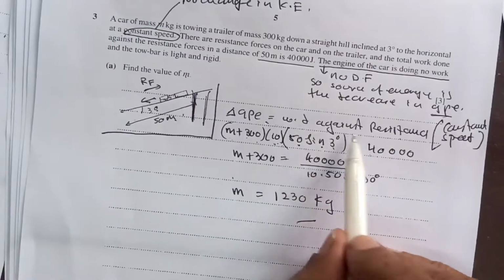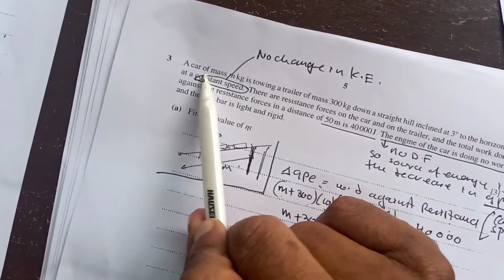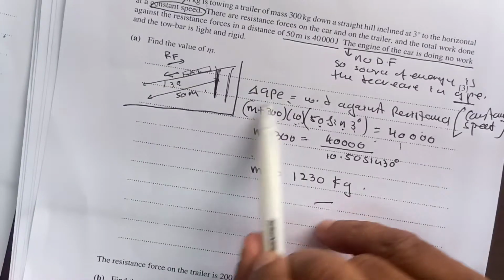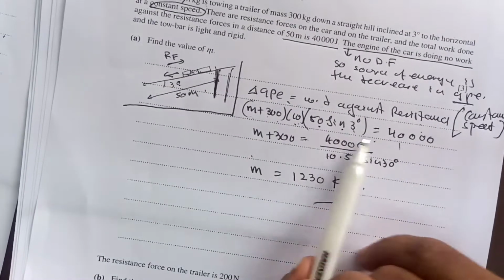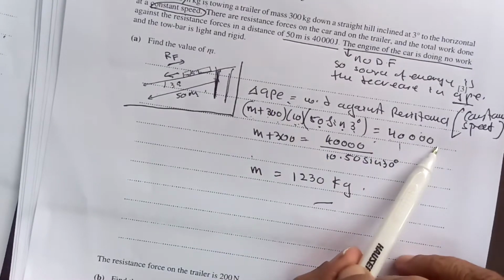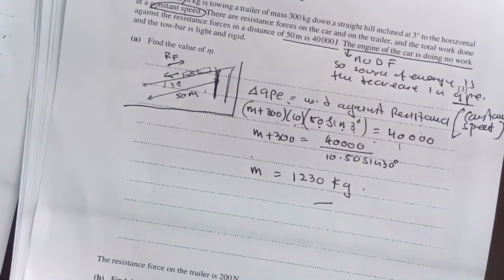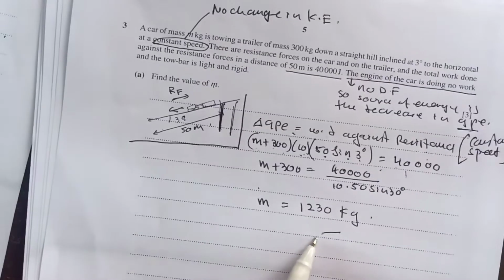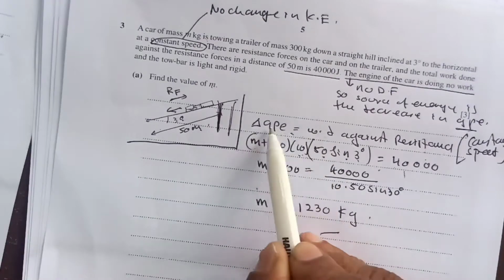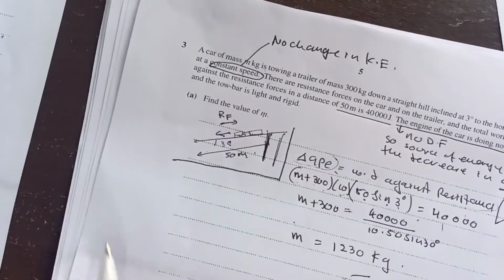Why is it equal to the work done against resistance? Because you are told that it is moving with constant speed. Constant speed means the energy it loses moving down is equal to the work done against resistance, which opposes it. So we equate the two, and when we equate the two, you will get the mass. The very important point here is that you have to know why we equate these two: we equate them because of constant speed.